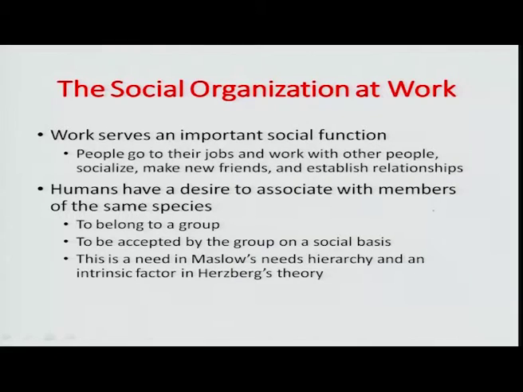Let us look at what the social aspect of an organization does at work. So, I would call this topic the social organization at work. Obviously, work serves an important social function. We all realize that people go to their jobs and work with other people, socialize with them, make new friends, establish relationships. They can also have certain choices, in terms of let us say grouping together as belonging to the same region or same place or same language. They can also have many kinds of groupings, including people belonging to the same set of tasks who are regularly interacting with each other on a task mode. So, there are various possibilities which would emerge when we look at the social aspects when such task structuring is being done.